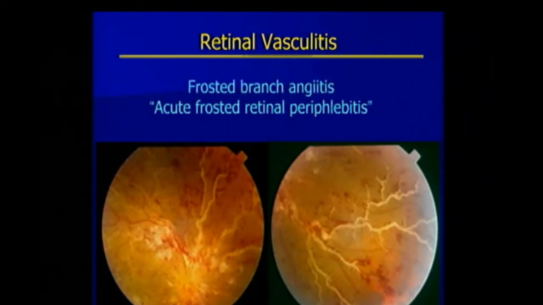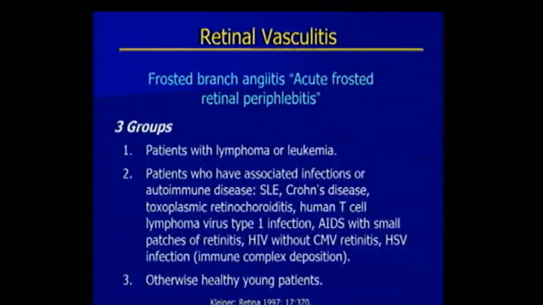So frosted tree branches or frosted branch angiitis is not a diagnosis. It's just a clinical terminology. And there are so many diseases that can cause this picture. Like it is described in SLE, Crohn's disease, toxoplasmosis, human T-cell lymphotropic virus type 1 infection, AIDS with a small patch of retinitis, HIV without retinitis.